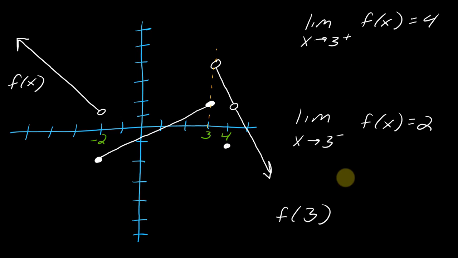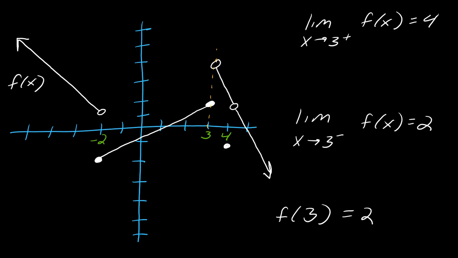And now, what is the value of f of 3? This is different from the limit, right? The actual value of f of 3 would be where that circle is filled in. So right here, this is the value of f of 3. So this would equal 2. This is another very important distinction to make.